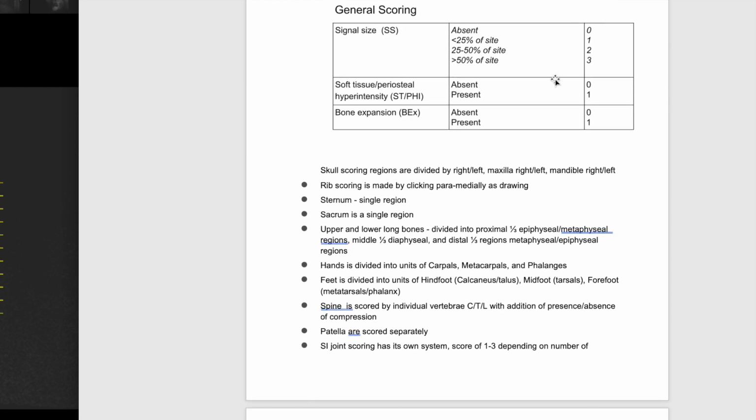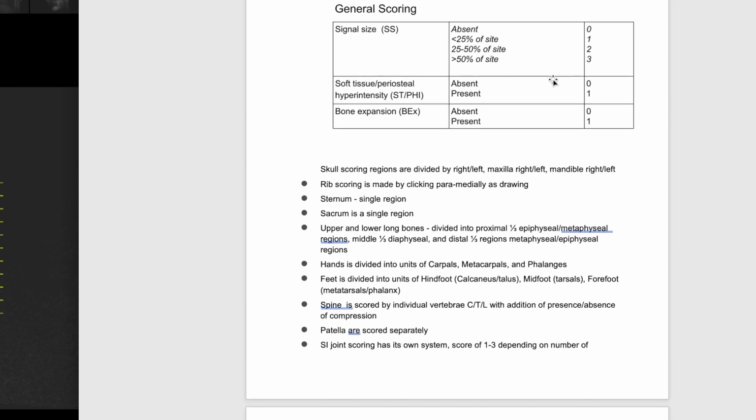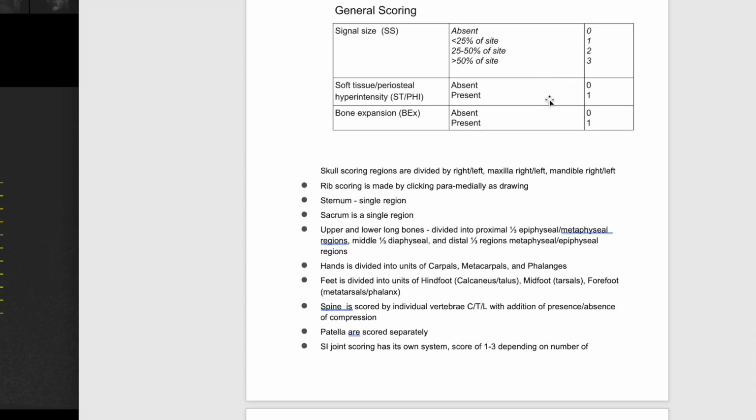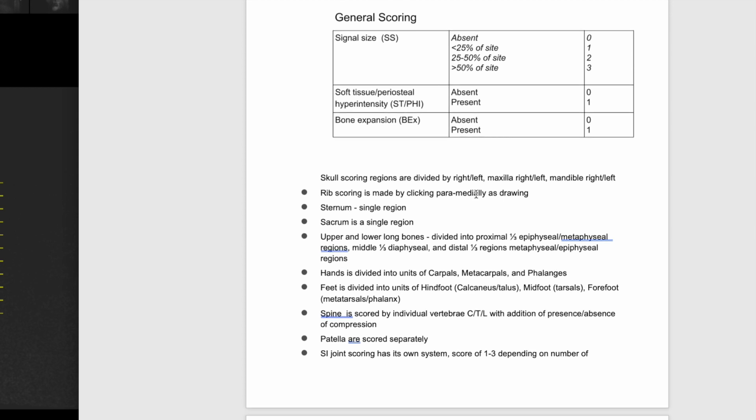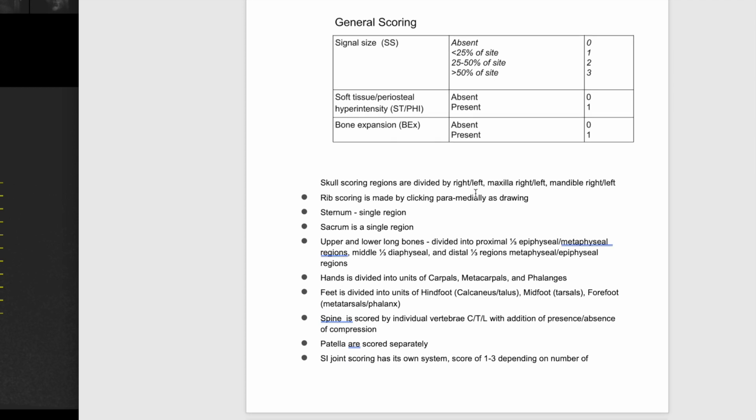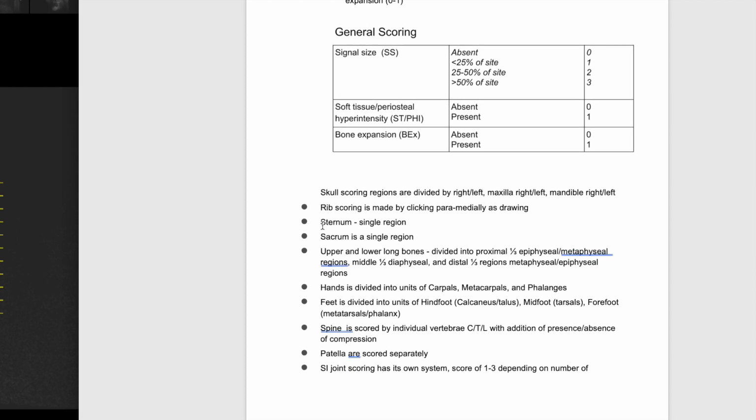Just some of the areas that we're going to be talking about. The skull is divided up into left and right, maxilla left and right, mandible left and right. We have ribs that we'll be able to click on, and the thing to remember about the ribs is if you're going to click on it for scoring, please click on the rib closest, the medial aspect of the ribs closest to the spine. We treat the sternum as a single lesion, the sacrum as a single lesion, and then we divide up the long bones into 3 different segments: the proximal epiphyseal metaphyseal region, the middle diaphyseal region, and the distal metaepiphyseal region.